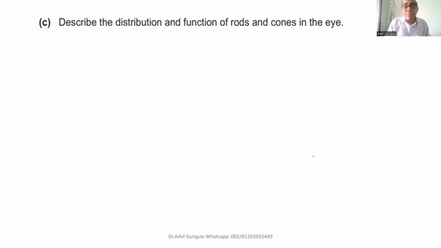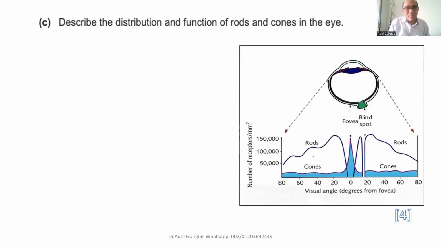Now describe the distribution and function of rods and cones in the eye. Look, please. He asked about distribution and function of rods and cones. What about distribution? First, distribution. Here, this graph shows visual angle in degrees from the fovea, with 0 angle at the fovea.